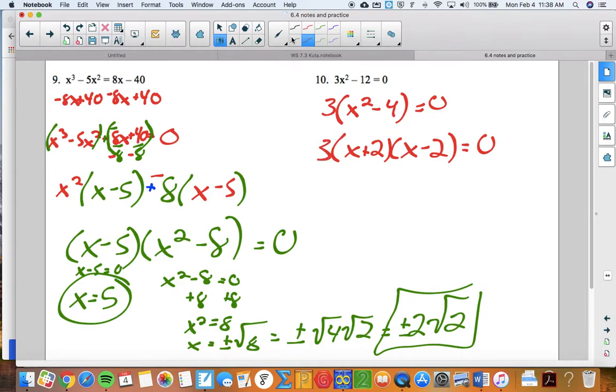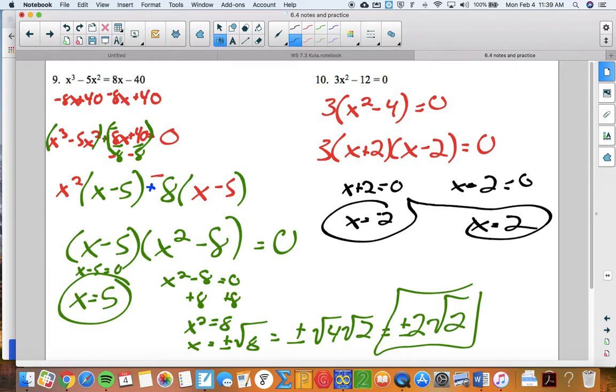And then set each factor that has an x in it equal to 0. This one does not have an x, so I don't need to set it equal to 0. So x plus 2 equals 0. The solution is negative 2. And x minus 2 equals 0. The solution there is positive 2. Boom, shakalaka.